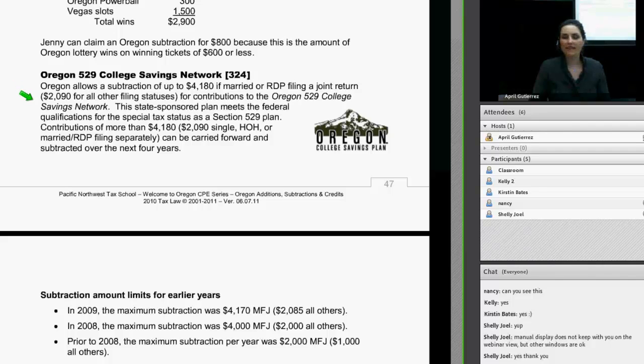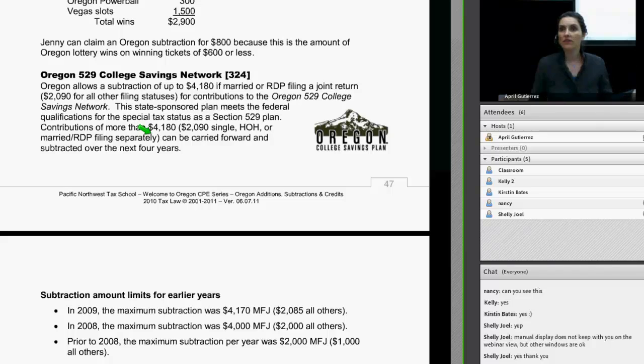Oregon 529 College Savings Network. Oregon allows a subtraction of up to $4,180 if married or RDP filing a joint return, and $2,090 for all other filing statuses, for contributions to the Oregon 529 Savings Network. This state-sponsored plan meets the federal qualifications for the special tax status as a Section 529 plan. Contributions of more than $4,180, or half that amount for other filing statuses, can be carried forward and subtracted over the next 4 years. Well, this is another one that computer software probably doesn't have a trigger in to remember.